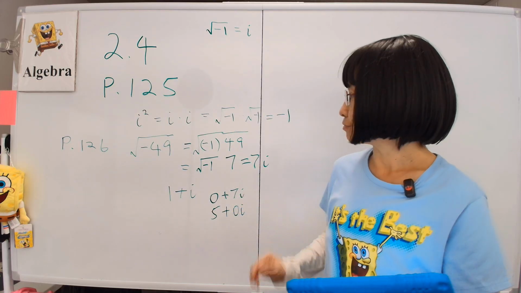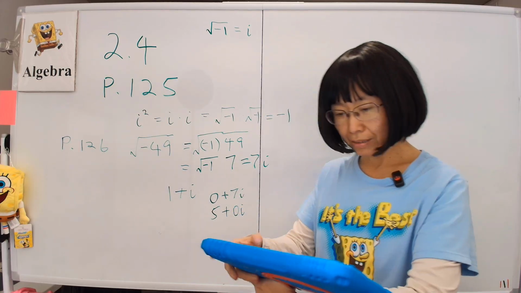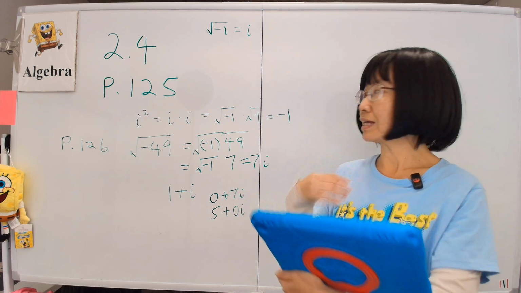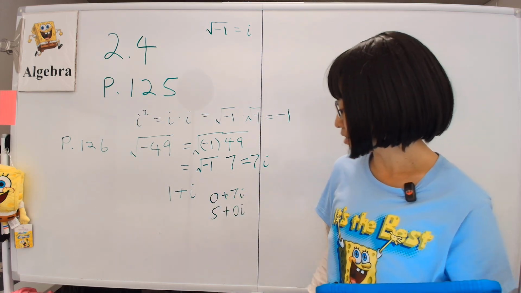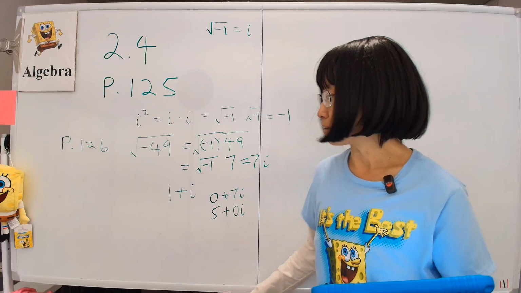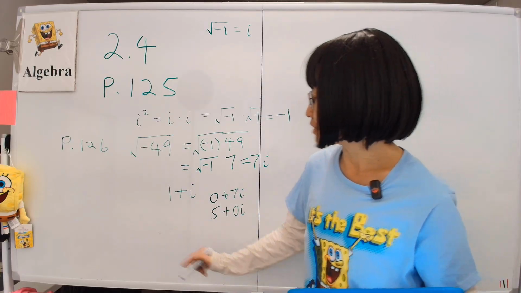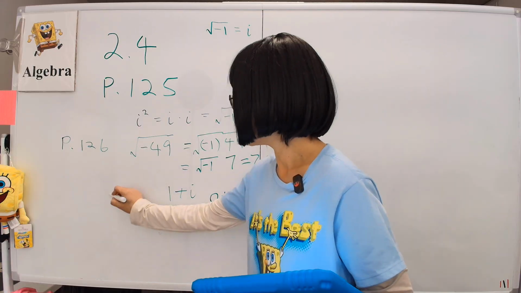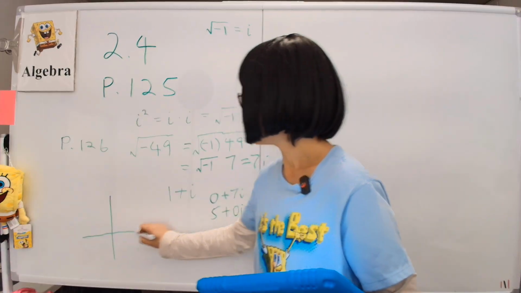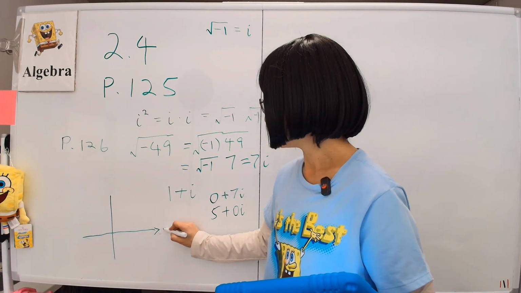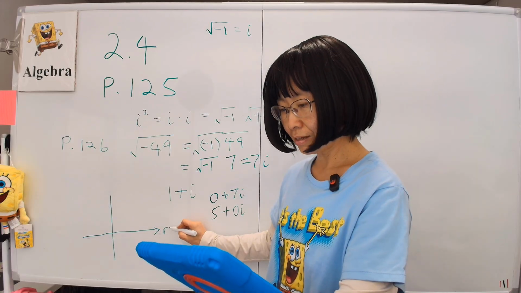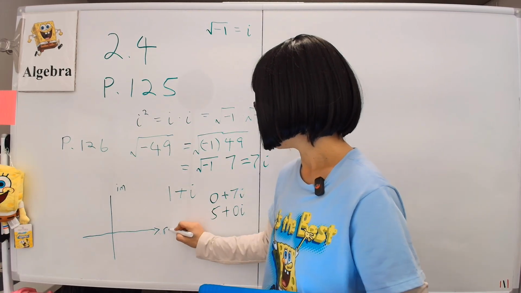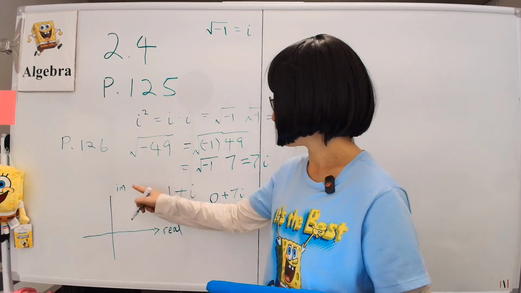What's the next page? 127. And then let's look at this stuff. Okay, 127. We're gonna plot this thing on the graph. Now, how would you plot this 1 plus I? What we do is we do the same thing that we've been doing with the xy axis. However, for now, this is called the real axis, and this is called the imaginary axis. Okay, so this is real, and that's imaginary.